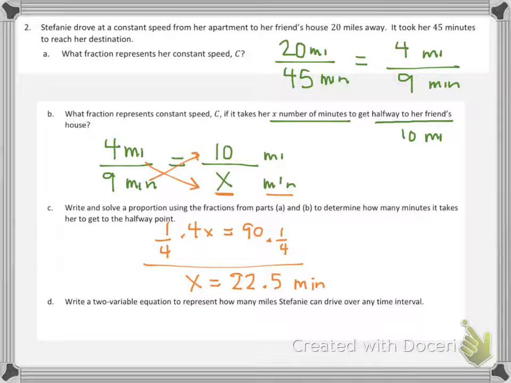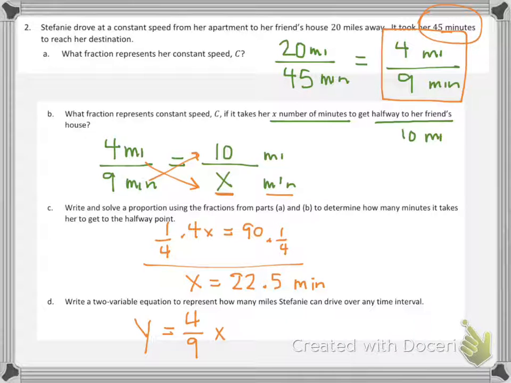Write a two-variable equation. Well, always our equations start with the dependent variable y equals, and then we need our constant rate, or our unit rate, and that's 4/9 x. So y equals 4/9 x. The distance, y, is equal to 4/9 times any number of minutes. So we can choose any number of minutes here, and we should be able to get the distance. Let's use the one that we were given to begin with, this 45 minutes.